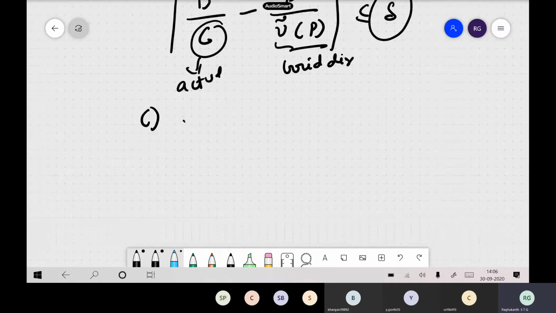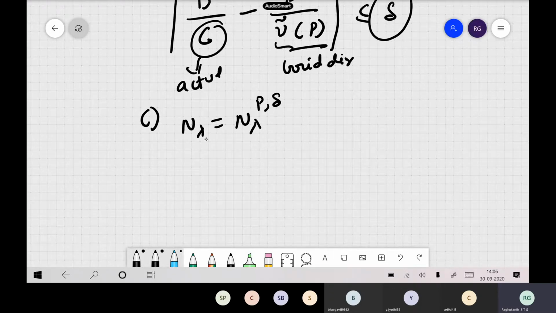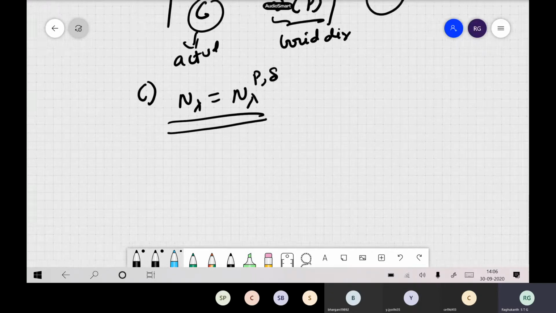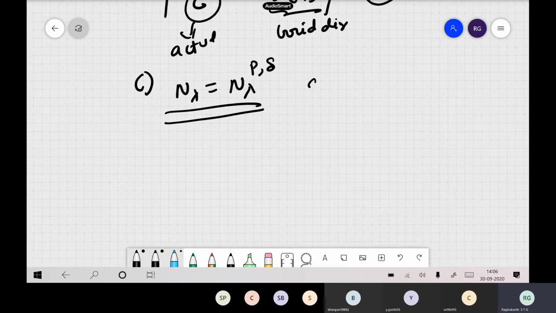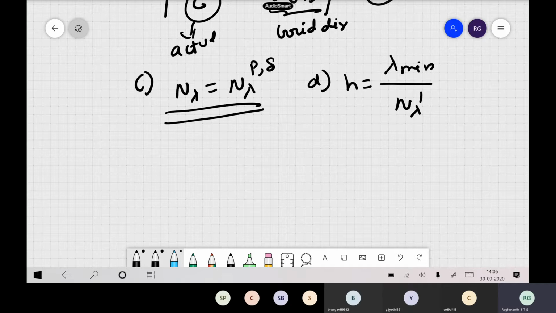Then finally you select N lambda for this corresponding p and this delta. So this you have to select. Once you have this N lambda, then the next step is you select h. h is nothing but your spatial increment. So you can do this.